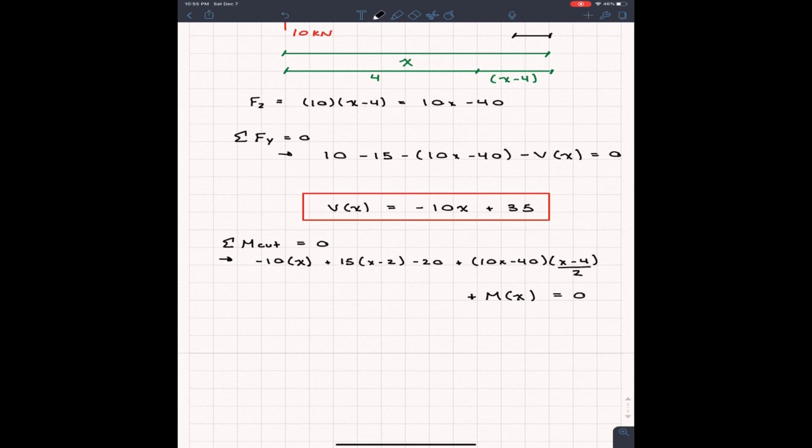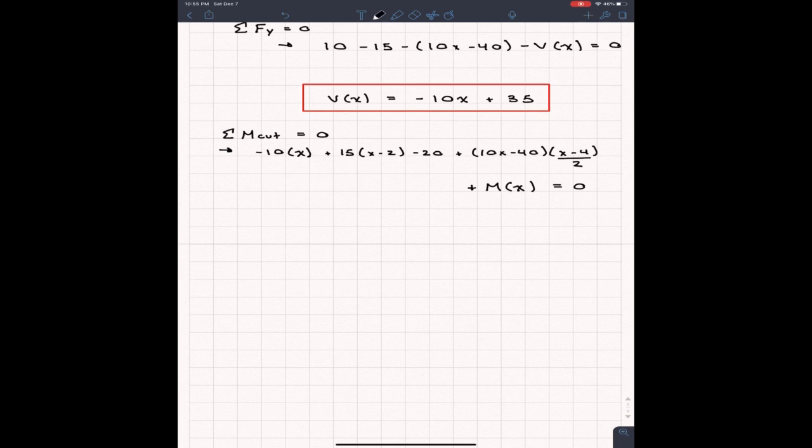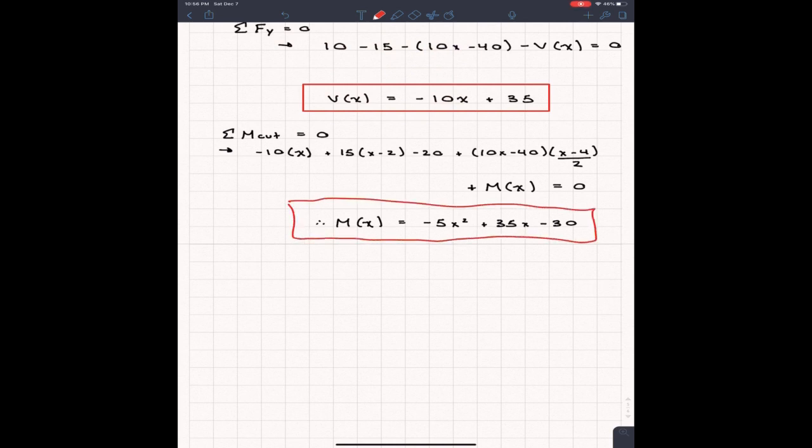If we look here, our only unknown is M of x. So we solve, and therefore M of x after you solve is equal to negative 5x squared plus 35x, minus 30. Oops, minus 30. So negative 5x squared plus 35x minus 30. This is our M of x. We can put a box around it because this is our final answer.